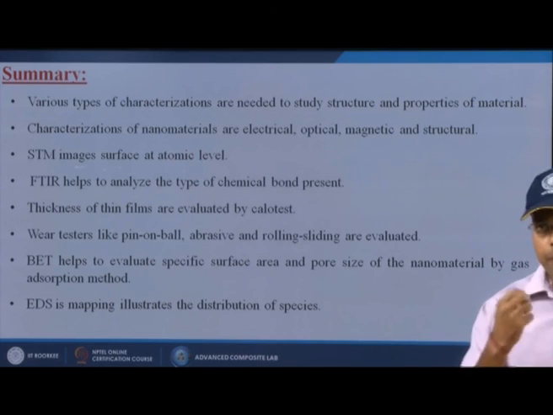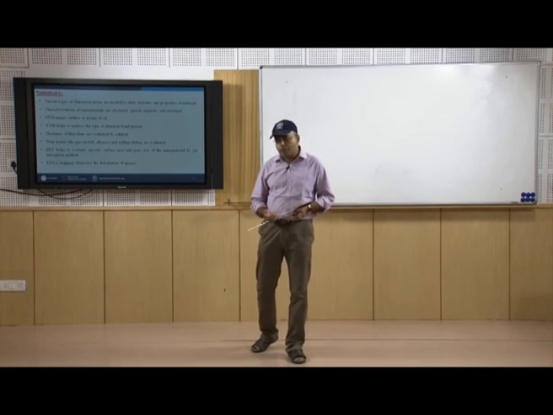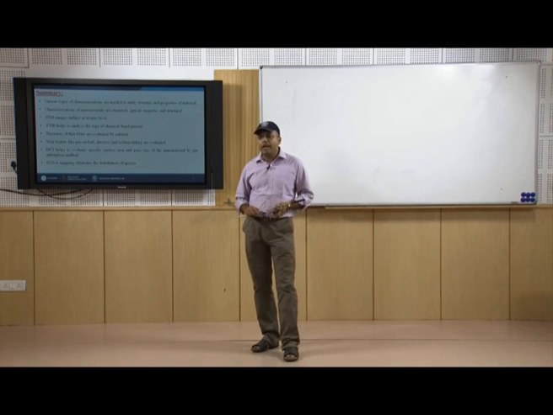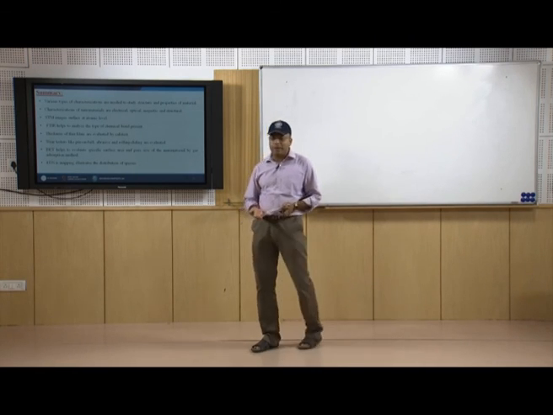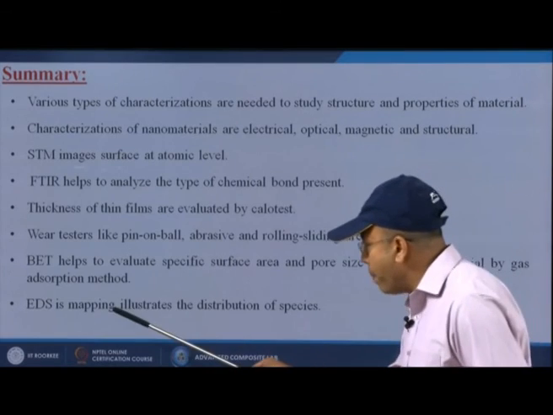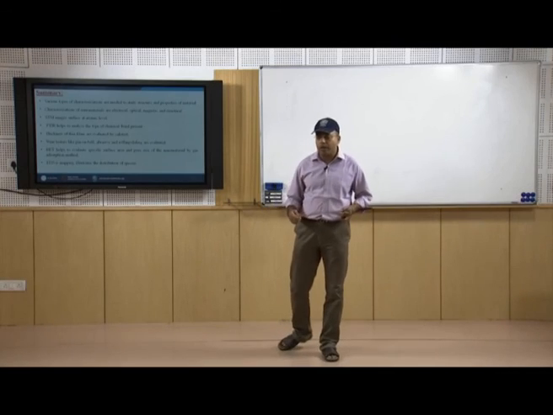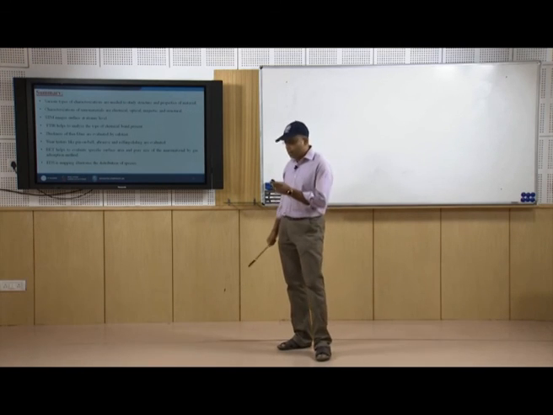Simply, it will absorb gas inside the material. By calculating how much gas has been absorbed inside the material, we can easily measure the pore size of that particular material, so that we can modify it, or we can easily measure the surface roughness or pore size of that material. EDS mapping illustrates the distribution of the species. Simply, it will give you the elemental analysis of that particular coating material.